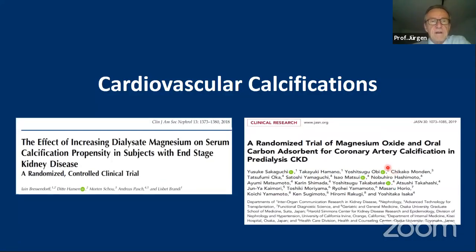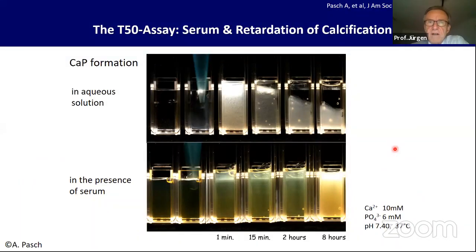How about cardiovascular calcifications? I will just briefly comment on 2 trials, a Danish trial on magnesium and a Japanese one on magnesium. Now, for the Danish trial, you need to understand what is the T50 assay. This is an assay that we have developed, which essentially measures how good is your serum in inhibiting calcium and phosphate precipitation. So it measures the inhibitory effect of serum on calcium phosphate precipitation.